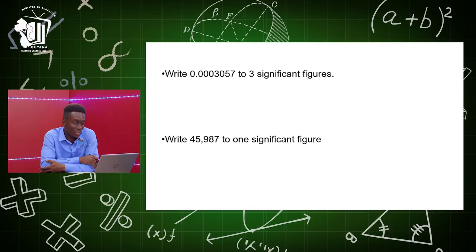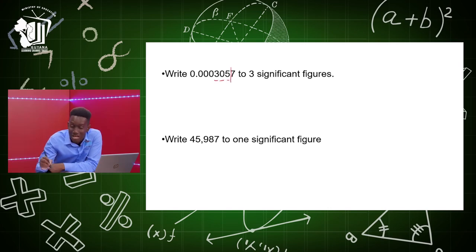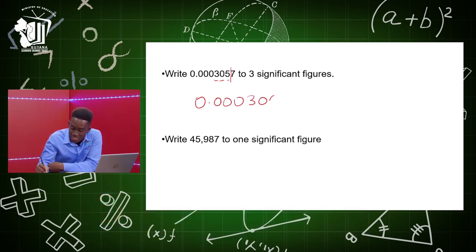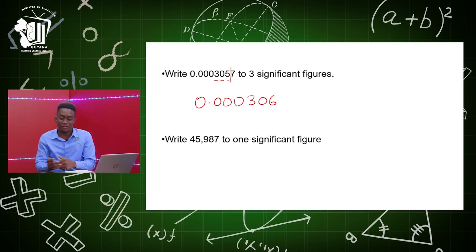So let's say we are asked to write 0.0003057 to 3 significant figures. So we start counting from the first non-zero digit. So we ignore all the zeros and we start from the 3 and we count 3 digits. So this will be 1, 2, 3. And then we look at the number after where we stop, which is 7. So we add 1 to the previous one, and this would be 0.000306. We add 1 to the 5, it will become 6. And this is correct to 3 significant figures.